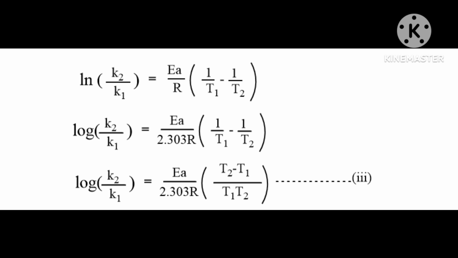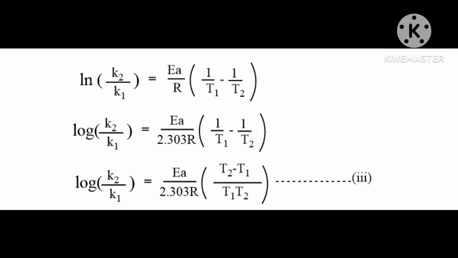Then here you got the relation between K and T at different temperatures. At T1 temperature, the K value was K1, and at T2 temperature, the K value was K2. Then you got the relation. This I have discussed. This is very, very important.